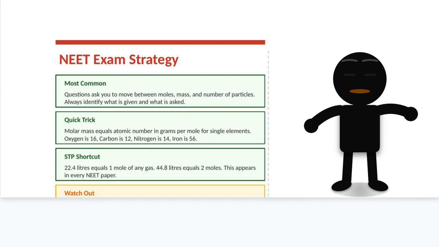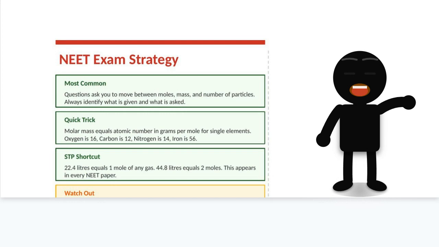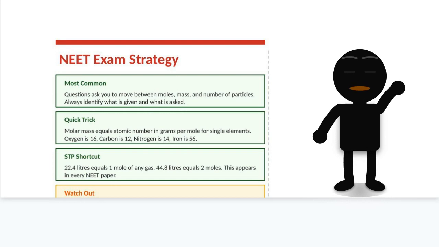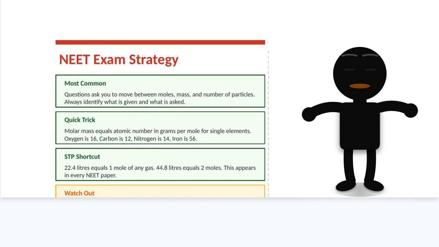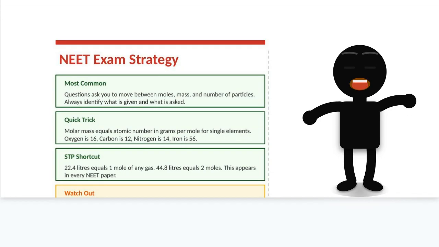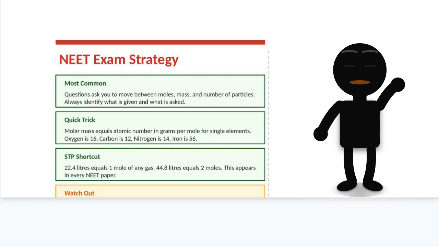For the STP shortcut, remember that 22.4 liters is 1 mole of any gas. If a question gives you a volume of gas at STP, just divide by 22.4 to get moles. And the most common mistake students make: when you see O2 in a question, the molar mass is 32 grams per mole, not 16. 16 is for a single oxygen atom. Always check whether the question is asking about atoms or molecules.